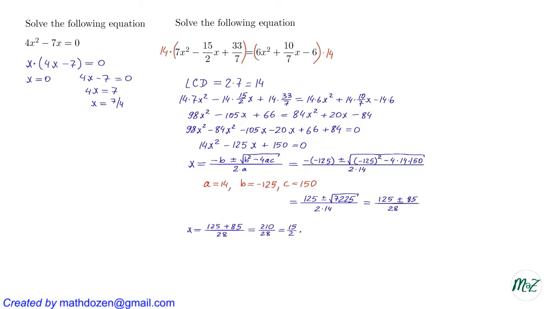So then to find the first answer, we take the plus option. So it's 125 plus 85 divided by 28. It's equal to 210 over 28. That's 15/2 once you reduce it. The other option is 125 minus 85 over 28. So that gives us 40 over 28. Reduce that by 4 and we get 10 over 7. So for the final answer, we have that x is equal to 15/2 and 10 over 7.